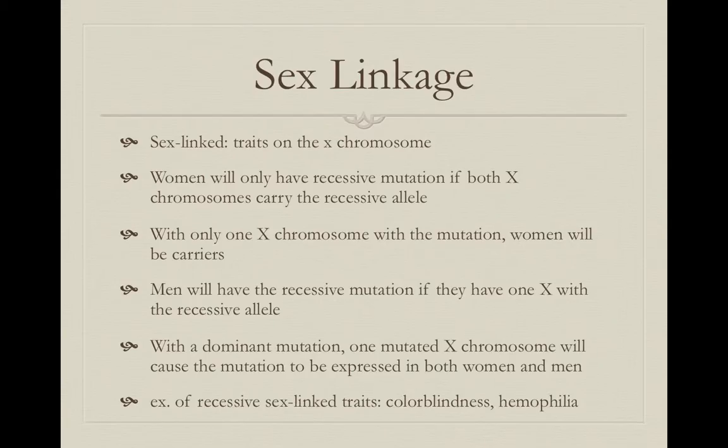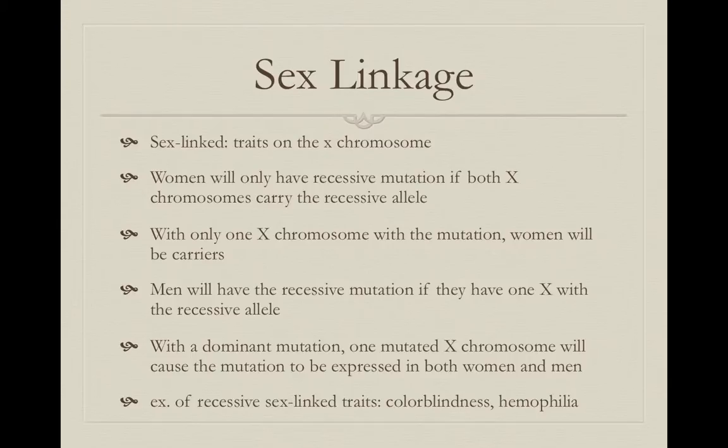So one of the types of linkages is called sex linkage, and sex-linked traits are traits that are located on the X chromosome. Now, why the X chromosome? Well, it's because the Y chromosome isn't very large. It's very small. It doesn't really contain a lot of genes on it. And so most of the genes that are sex-linked are located on the X chromosome. Remember, women have 2 X chromosomes, whereas men have an X and a Y chromosome.